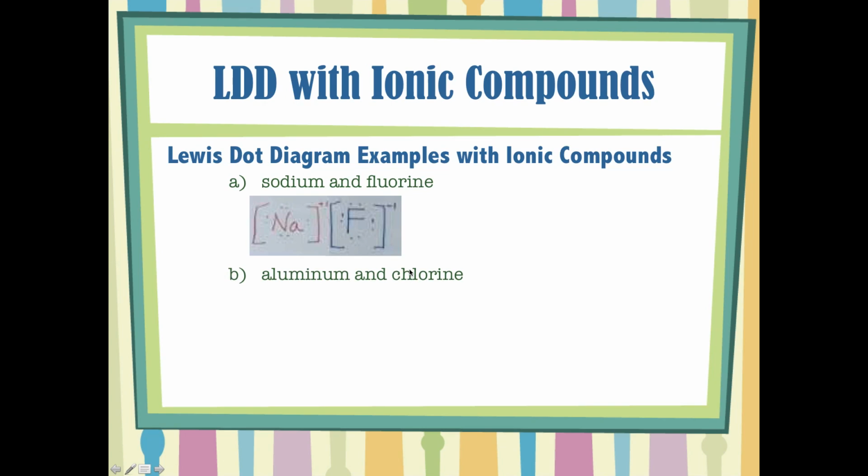Let's try another one, aluminum and chlorine. So again, because it's making an ionic compound, aluminum will always be an ion. Because it's making an ionic compound, chlorine will always be an ion. So we don't have to figure out how many aluminum valence electrons it started with. Instead, we automatically give it its 8 dots. So aluminum with 8 dots, but we need the brackets and the charge.